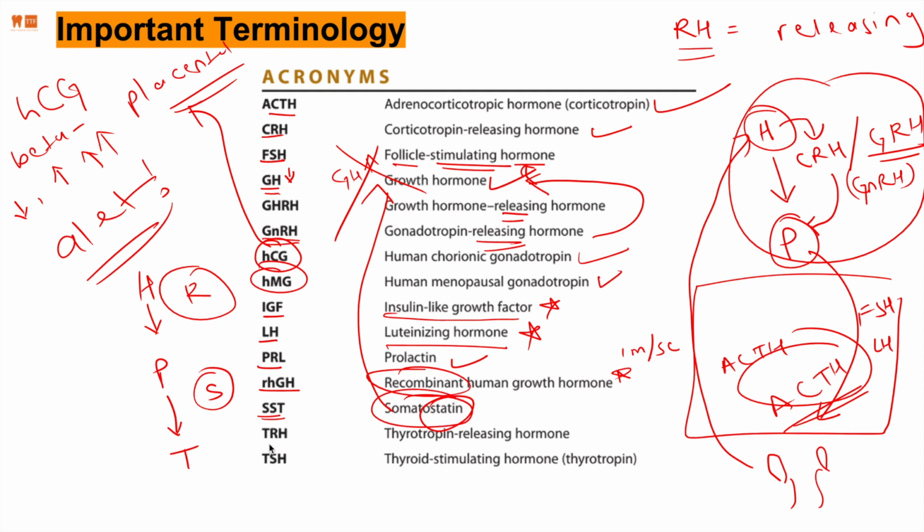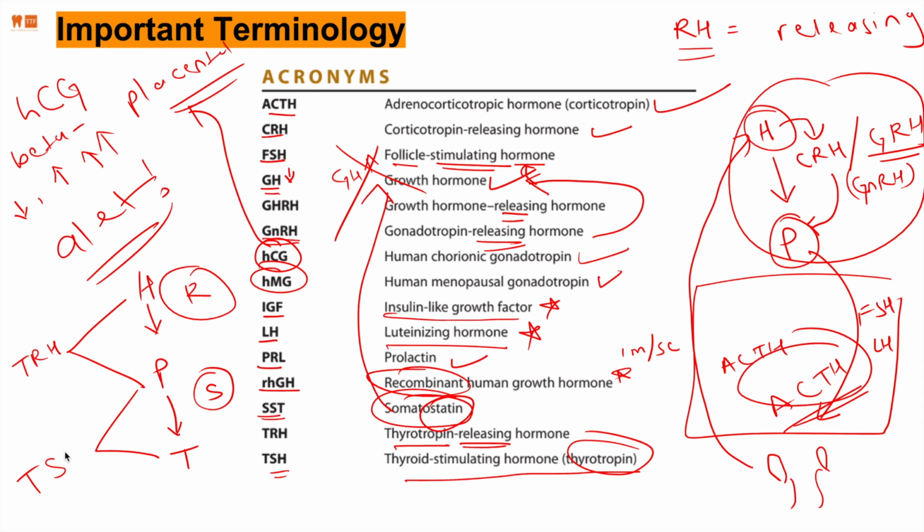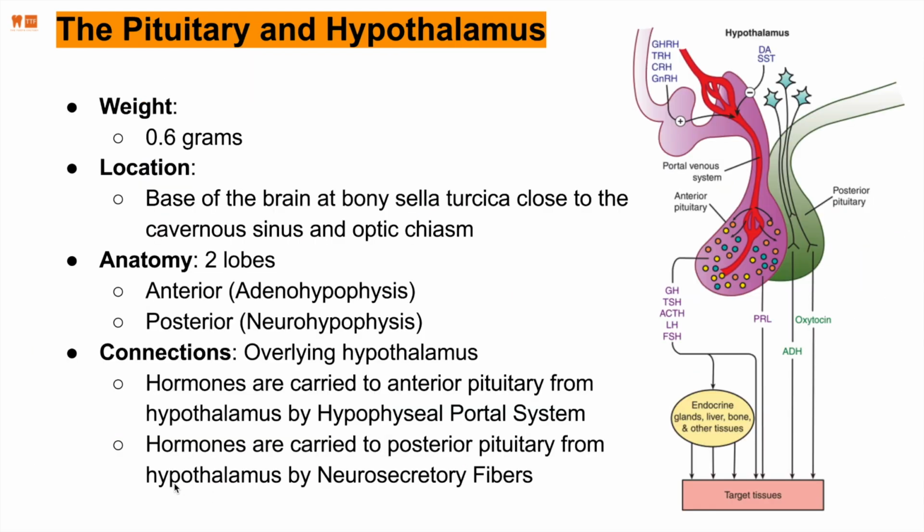Okay? TRH, thyrotropin releasing hormone. So we can tell that it plays a role between hypothalamus and pituitary. And then, of course, the TSH, which is thyroid stimulating hormone, also known as thyrotropin. And can you guess what that target tissue is? It's a gland, the thyroid gland. Perfect.